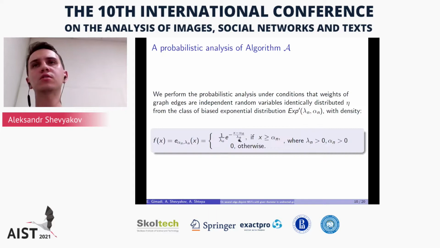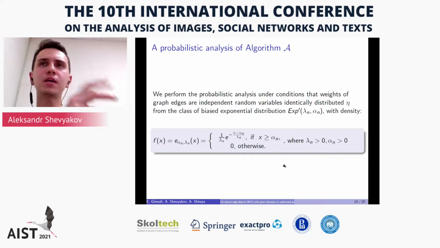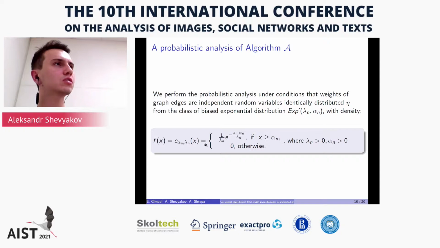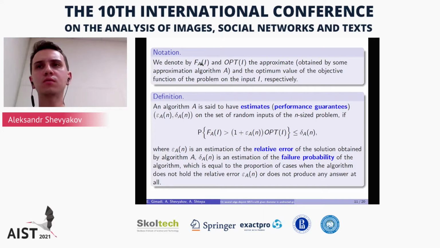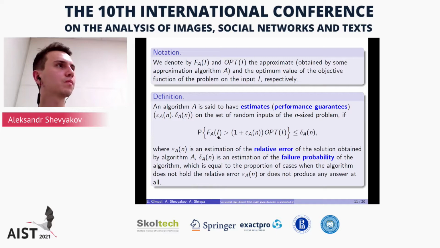Now we perform the probabilistic analysis under the conditions that the weights of graph edges are independent random variables with biased exponential distribution, with parameters lambda_n and alpha_n. Just to remind you of our notation, we denote like this the solution found by the algorithm and like this the optimal solution. We write this inequality, where epsilon is an estimation of the relative error and delta is an estimation of the failure probability.